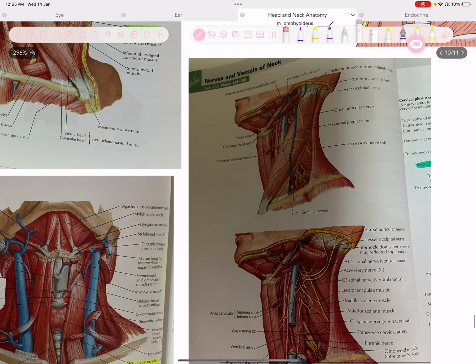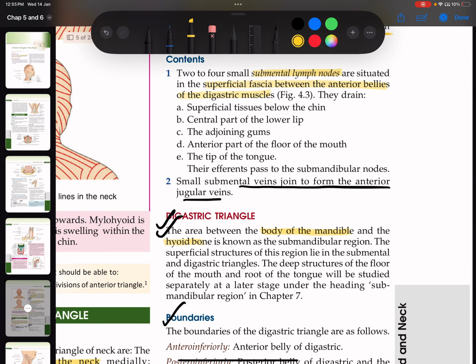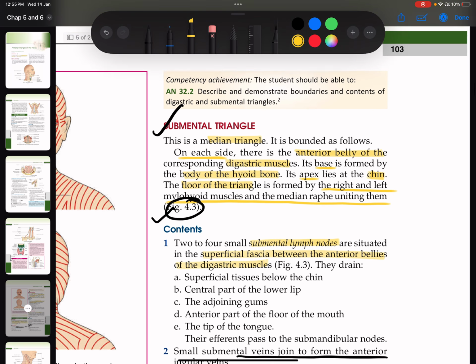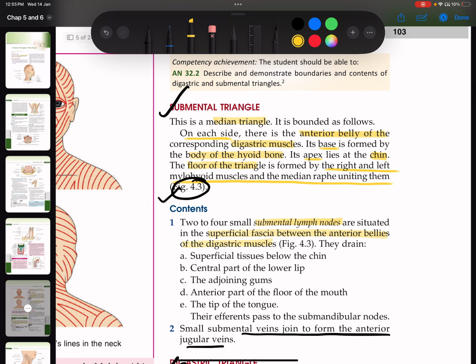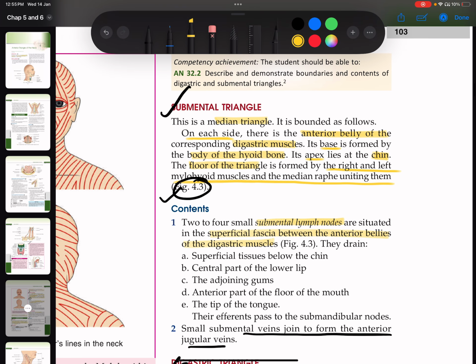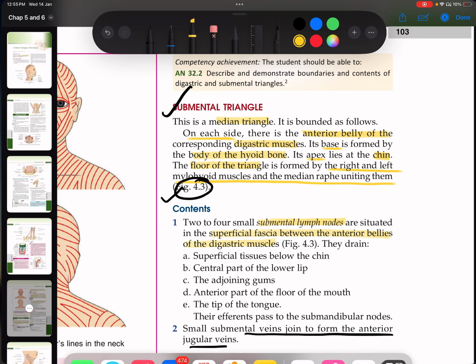And okay, moving forward. So this is important, that the superior belly and digastric make all these divisions. Now, when you talk about a submental triangle, this is a median triangle. It is bounded on each side by the anterior belly of the corresponding digastric muscle. Its base is formed by the body of the hyoid, and its apex lies at the chin. I hope you're able to follow this.